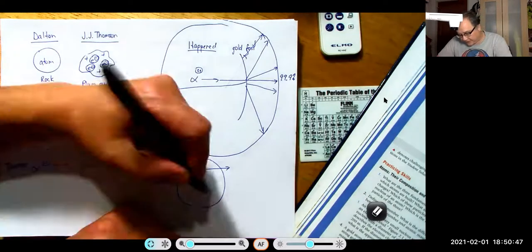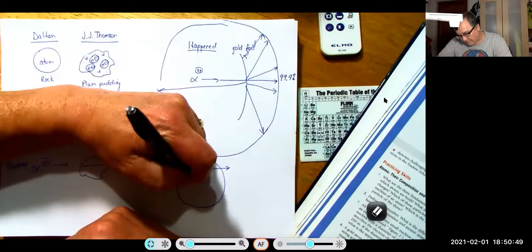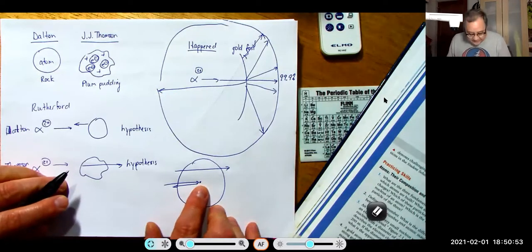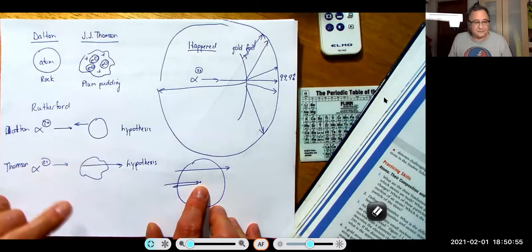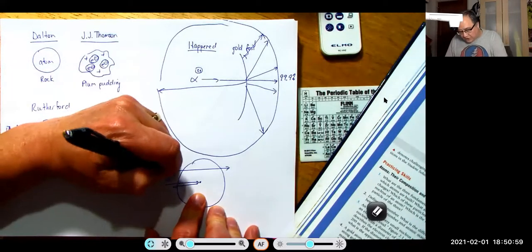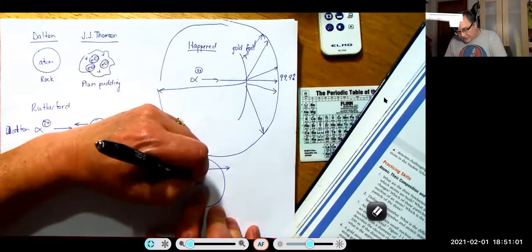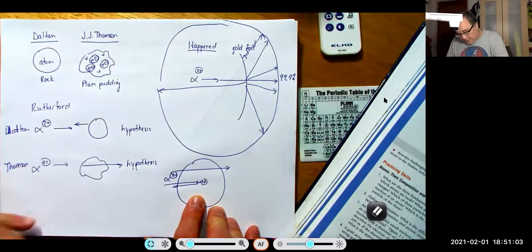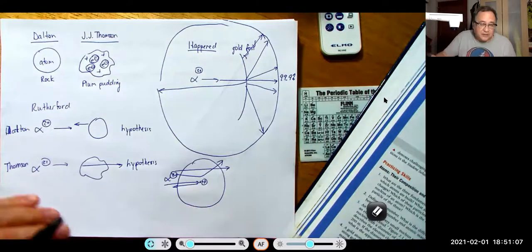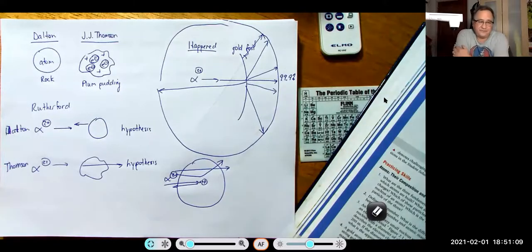Now for the nucleus, some of them hit the nucleus and bounce right back. And that's probably because the nucleus is very dense like this rock. Now, if this alpha particle has a +2 charge and the nucleus has a positive charge, since like charges repel, that would explain why some of them get close to the nucleus and come off at an angle. So this is Rutherford's idea. So this is Rutherford.